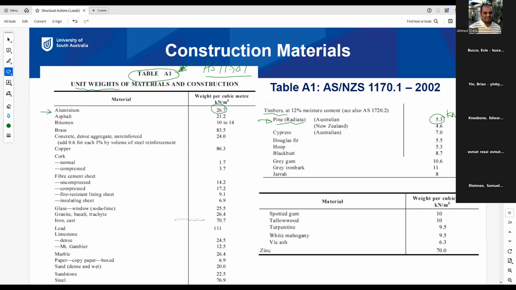So all these materials you will be using in your field work or construction. If you need the unit weight of any material, you can refer to this table in the Australian Standard 1170.1 and find out the unit weight of this material. Okay, we will use this in our calculation in the tutorial and also in the project, and we will see some examples now.